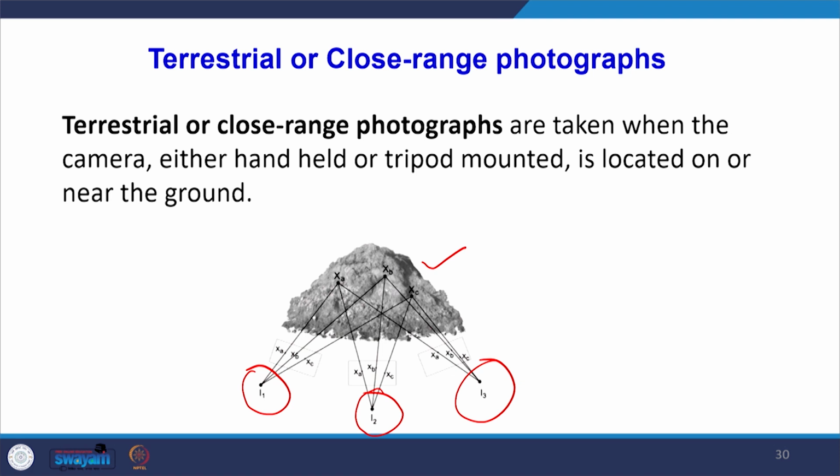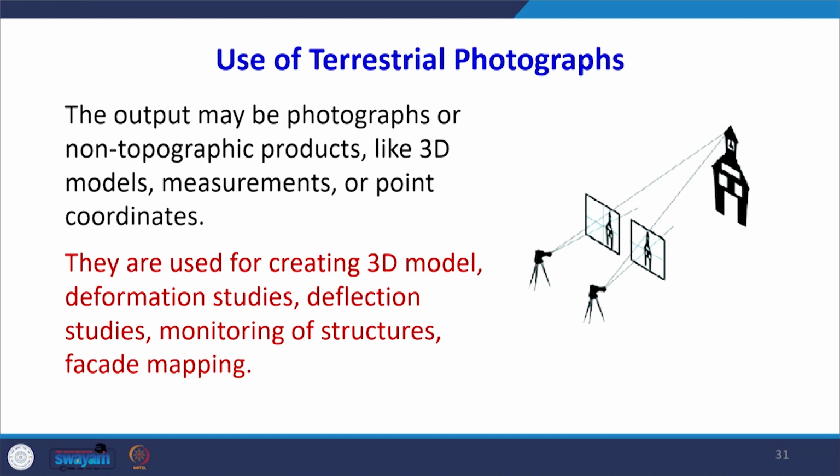So what is the basic difference between a terrestrial photograph and an aerial photograph? In an aerial photograph, we mostly get the plan of the object when we are talking of the vertical photograph, and in terrestrial or close range photographs, what we are getting is the elevation of the object, the facade or face of the structure, and we can carry out measurements of that. There are many studies where we require close range photogrammetry. You can see the outputs of these photographs, like 3D models, measurements or point coordinates.